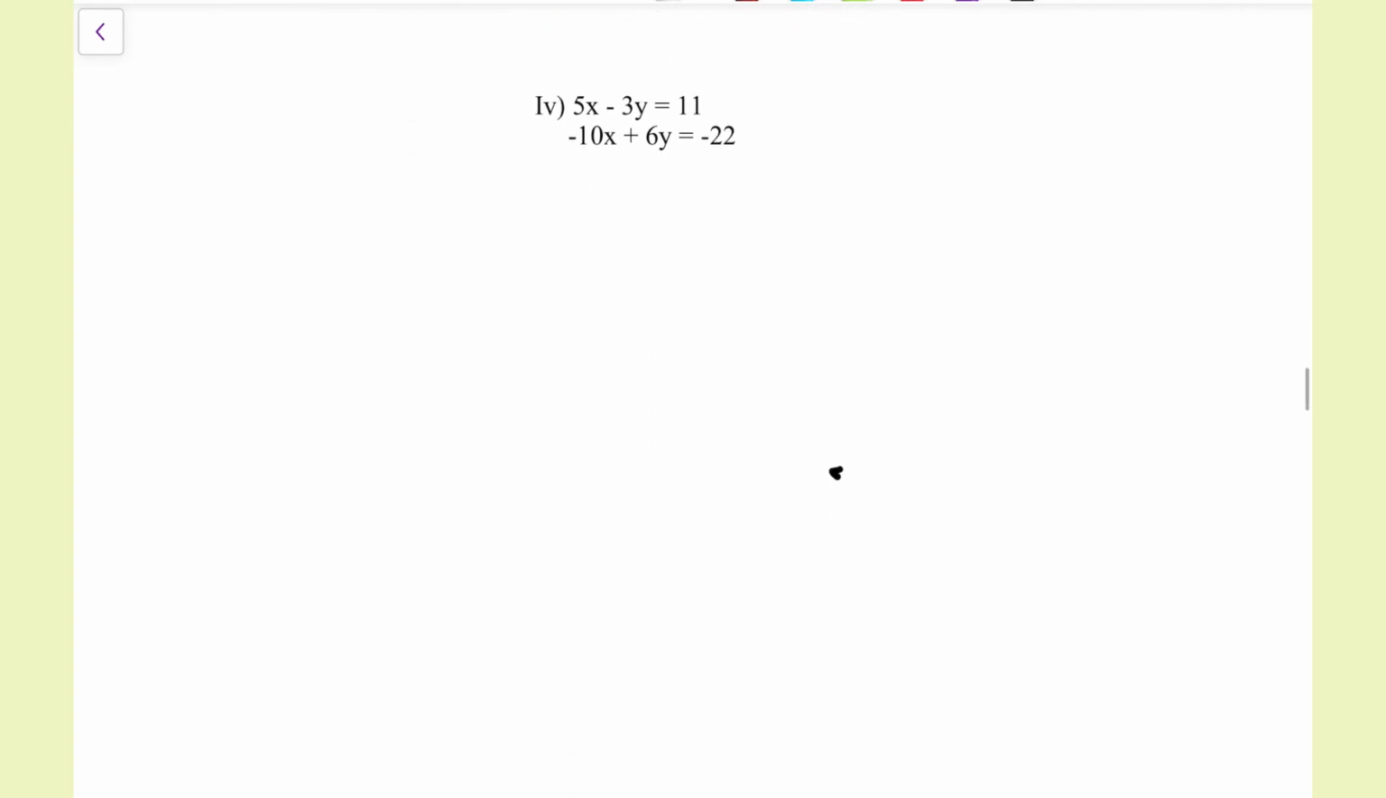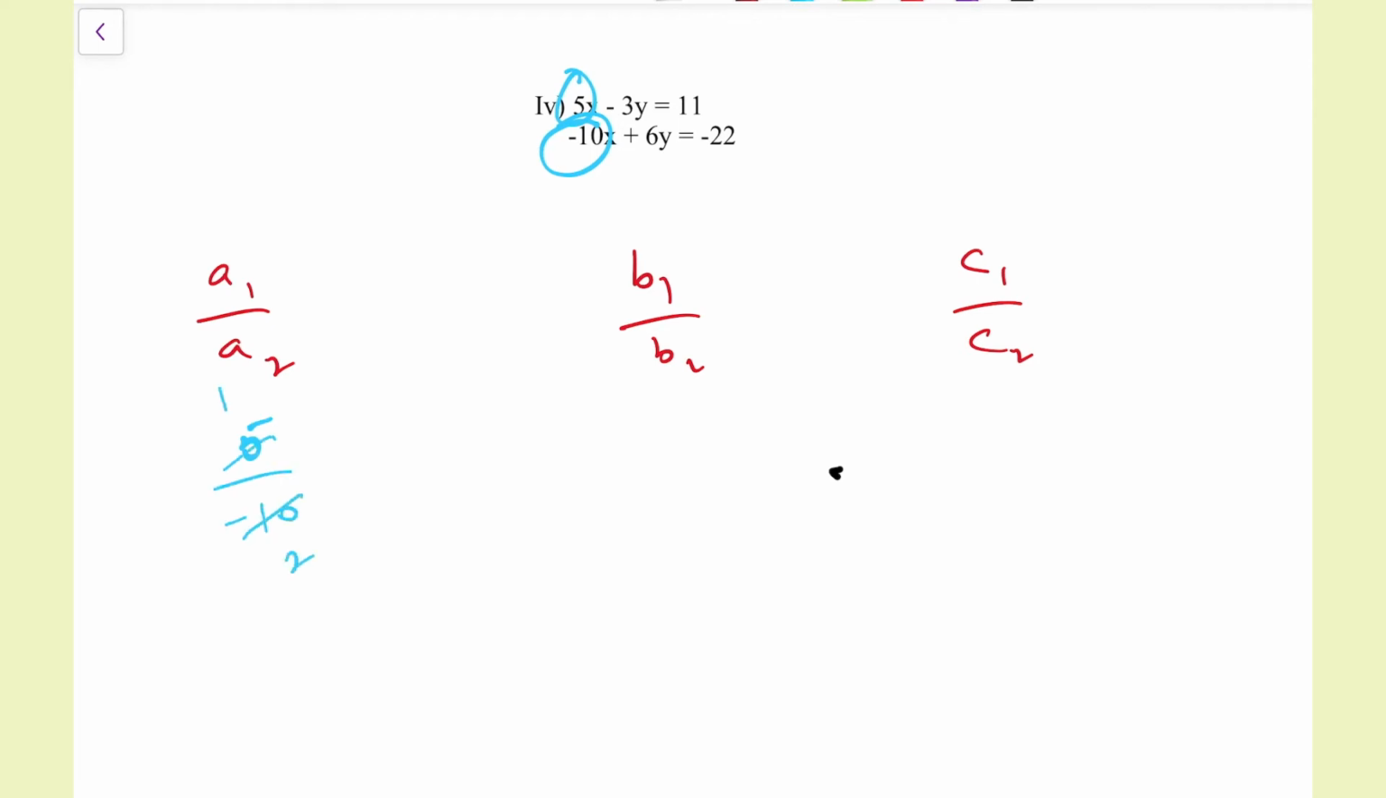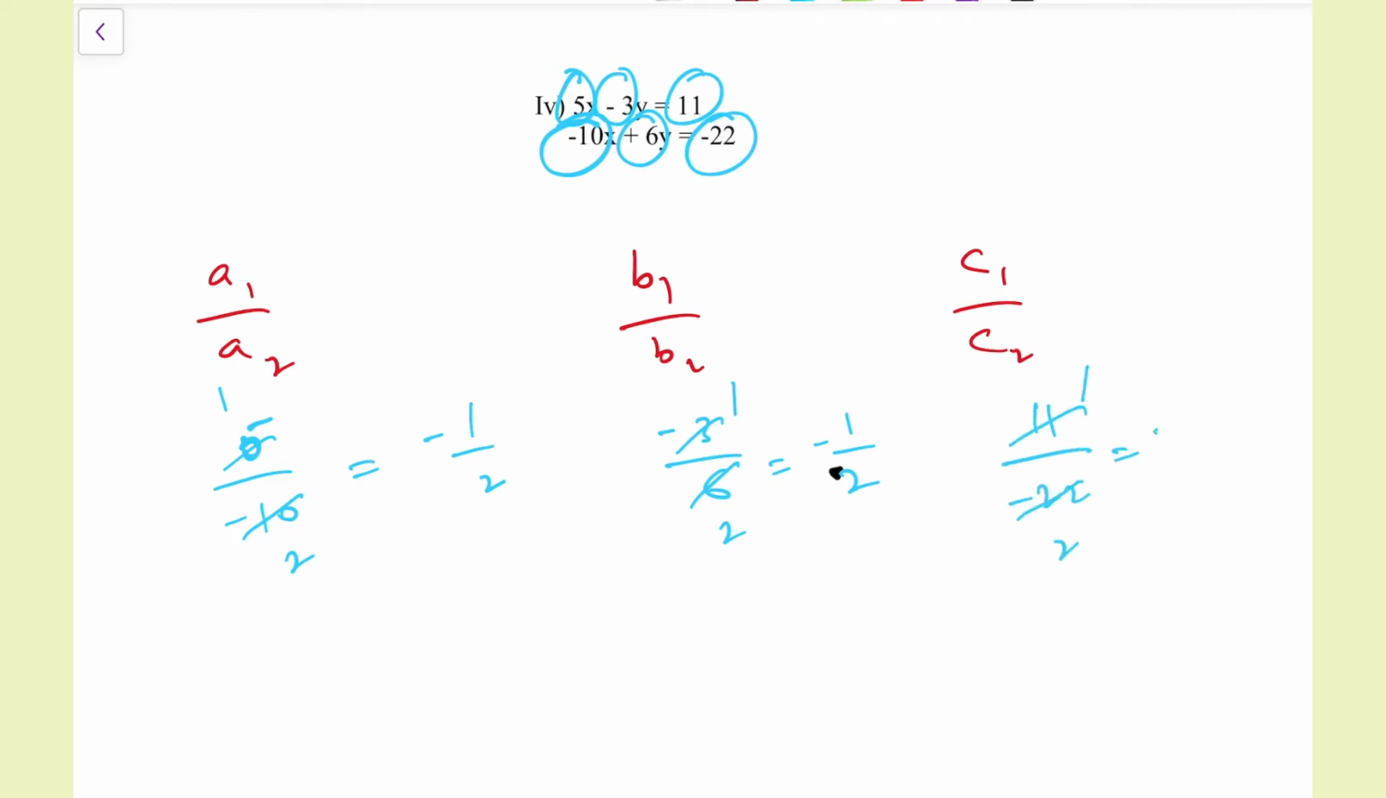Next, 5x minus 3y equals 11 and minus 10x plus 6y equals minus 22. a1 by a2, b1 by b2, c1 by c2. a1 is 5 and a2 is minus 10, so 5 by minus 10, which is minus 1 by 2. This is minus 3, this is 6. Minus 3 divided by 6 is minus 1 by 2. Constants 11 and minus 22, 11 by minus 22, again minus 1 by 2.